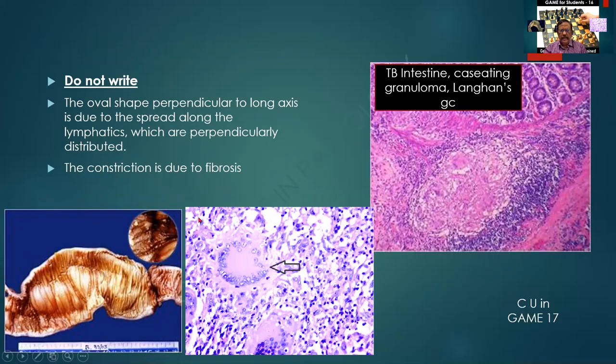And this again you do not write, and this is the shape of the ulcer, etc., that has been described. And this is a granuloma showing Langerhans type of giant cells. And to summarize, there is a caseating granuloma in tuberculosis surrounded by lymphocytes.